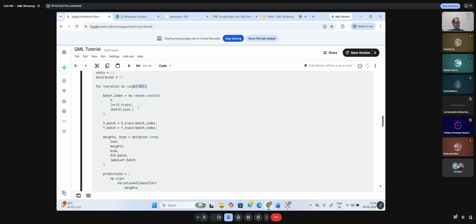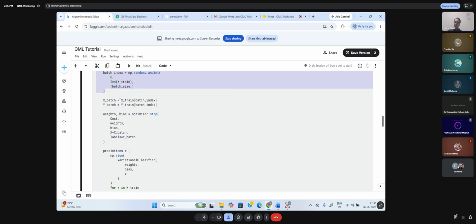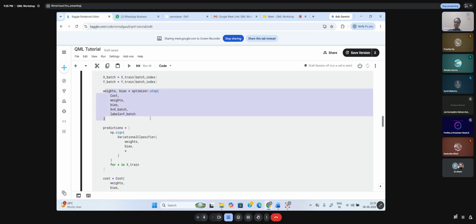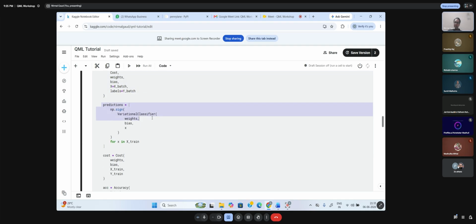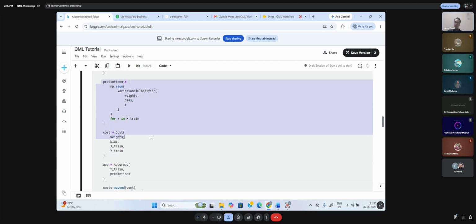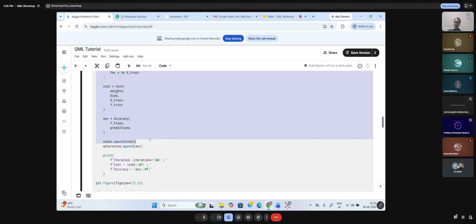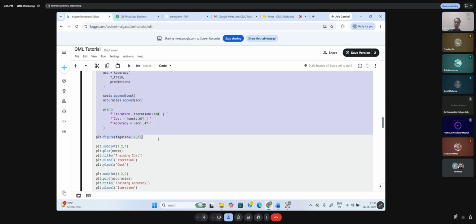And here, that's what we are taking. Batch, any random values we are selecting for training, random batch. Picking that from X and Y, optimizing them with weight and the bias, WX plus B, getting the prediction from the variational classifier, calculating the cost, calculating the accuracy, and appending it into the empty list which we have created previously.